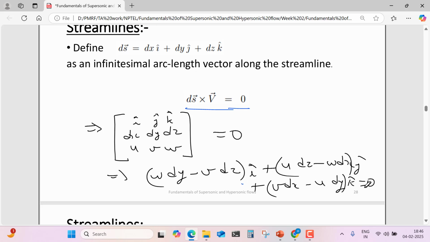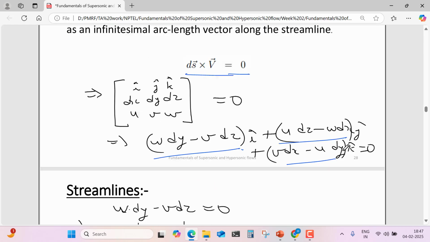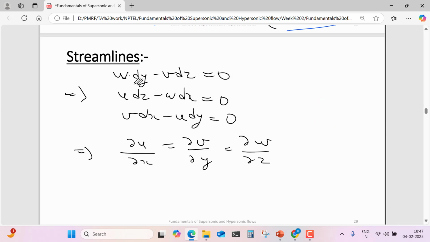This will be equal to 0, and for it to be 0, all individual terms should be 0. Which means w dy minus v dz, u dz minus w dx, and v dx minus u dy are equal to 0. And if we equate these three to 0, we will get dx by u equal to dy by v equal to dz by w. This is the equation of streamline.